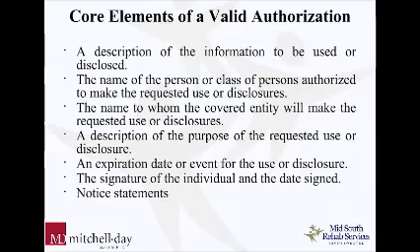These are the core elements of a valid authorization. Just because you're getting a written authorization, it also has to have all of this stuff in it. Description of the information, the name of the person authorized to make the requested use or disclosure, the name of the person to whom you're going to make the use or disclosure, description of the purpose, an expiration date. That does not have to be necessarily a date. It can be an event such as the end of my treatment or the end of my lawsuit or the end of whatever. The signature and the date that it was signed, and there are certain specific notice statements. Those are in the next slide.